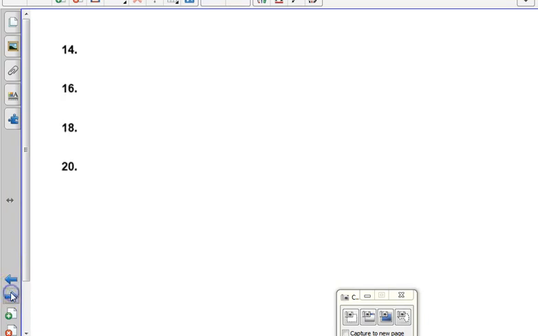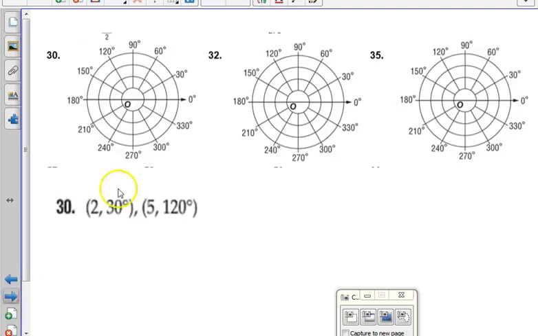So this is a warm-up. We're doing problem number 30 from 9.1 before we start lesson 9.2. All right, get my cursor going. Okay, so this question says find the distance between these 2 points.